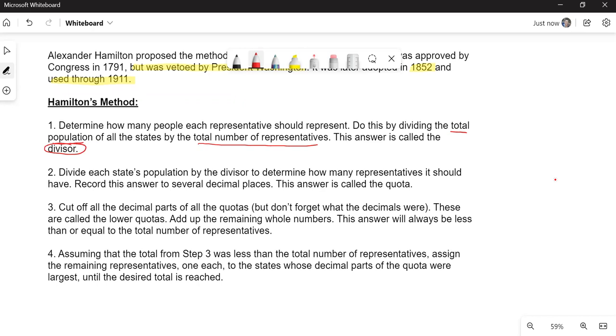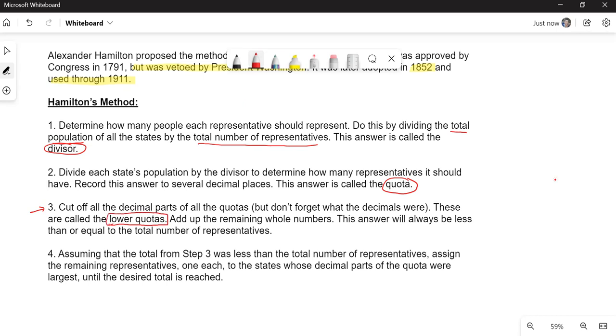Then you take that divisor and you divide it into each state's population and get something called a quota. Quota is the number of representatives, the proportion, right, the number of representatives that each state should get. However, you'll many times get a decimal. So you can't give out decimal representatives. So what do you do? Well, in his method, number 3, you cut off all the decimal parts and just keep the whole number. You're going to call this the lower quota.